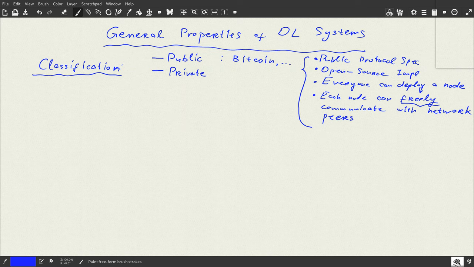which immediately results in a question. So what if you deploy some kind of malicious node which, for example, deliberately sends erroneous malformed transactions or erroneous blocks, or in some other way tries to interfere with the protocol. What do you think would happen in that case?